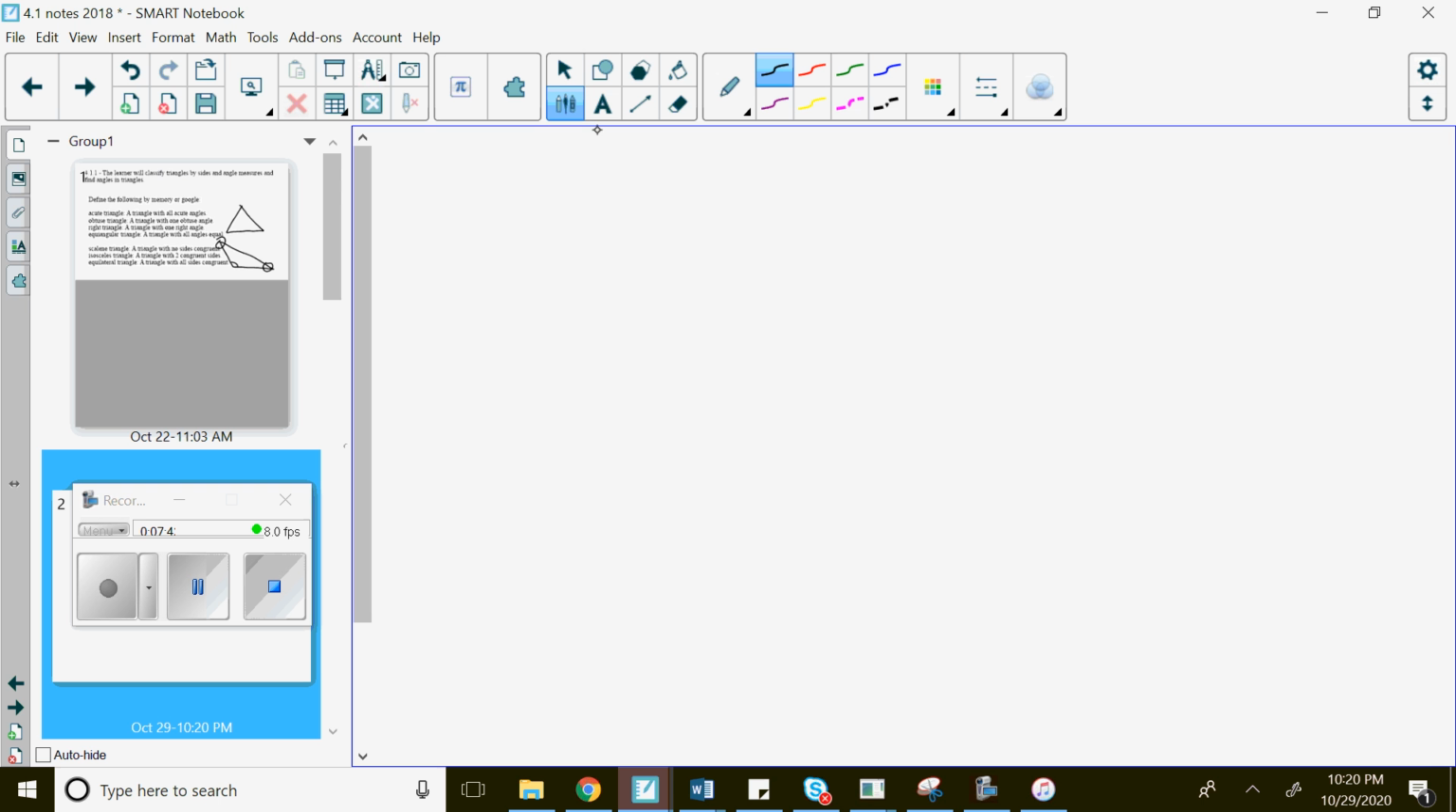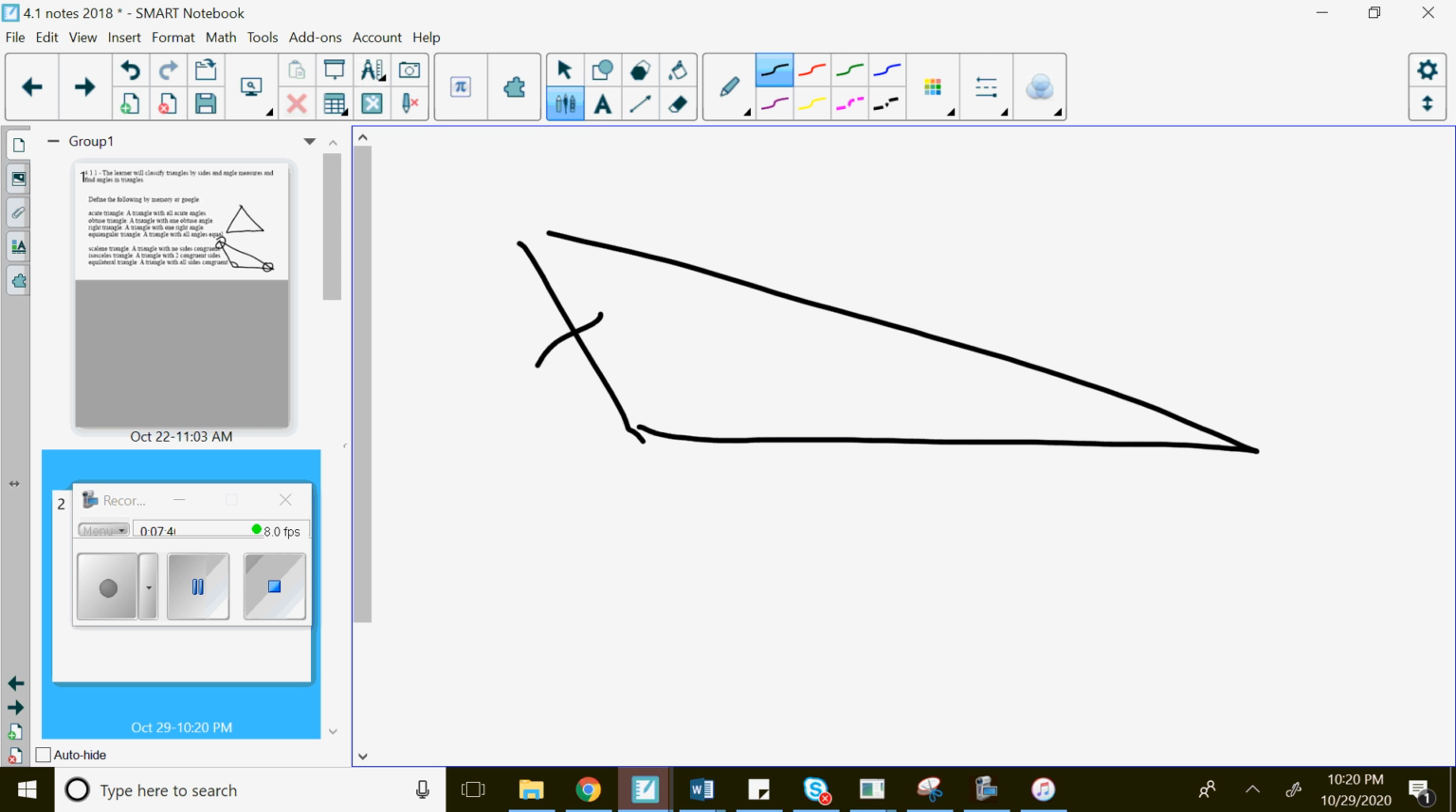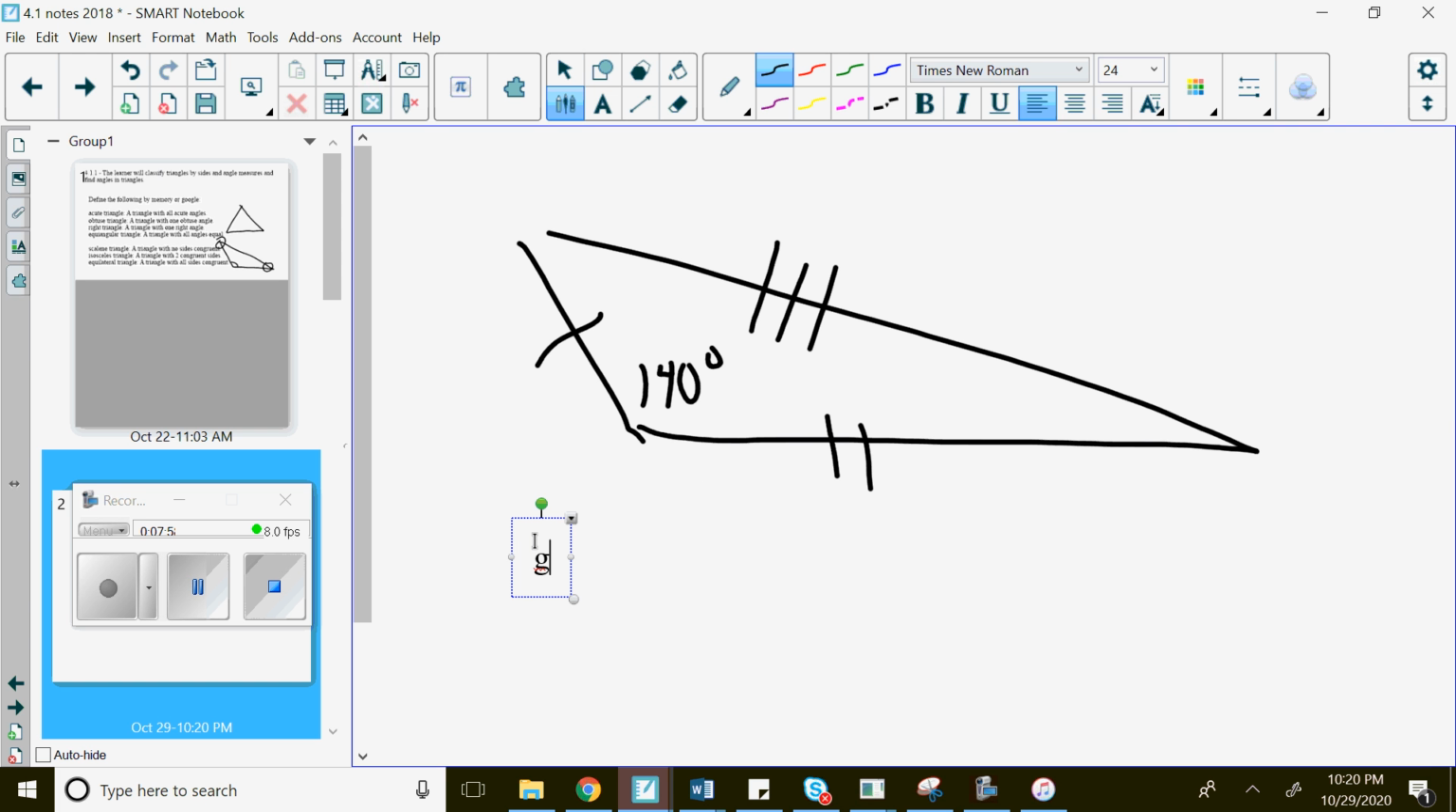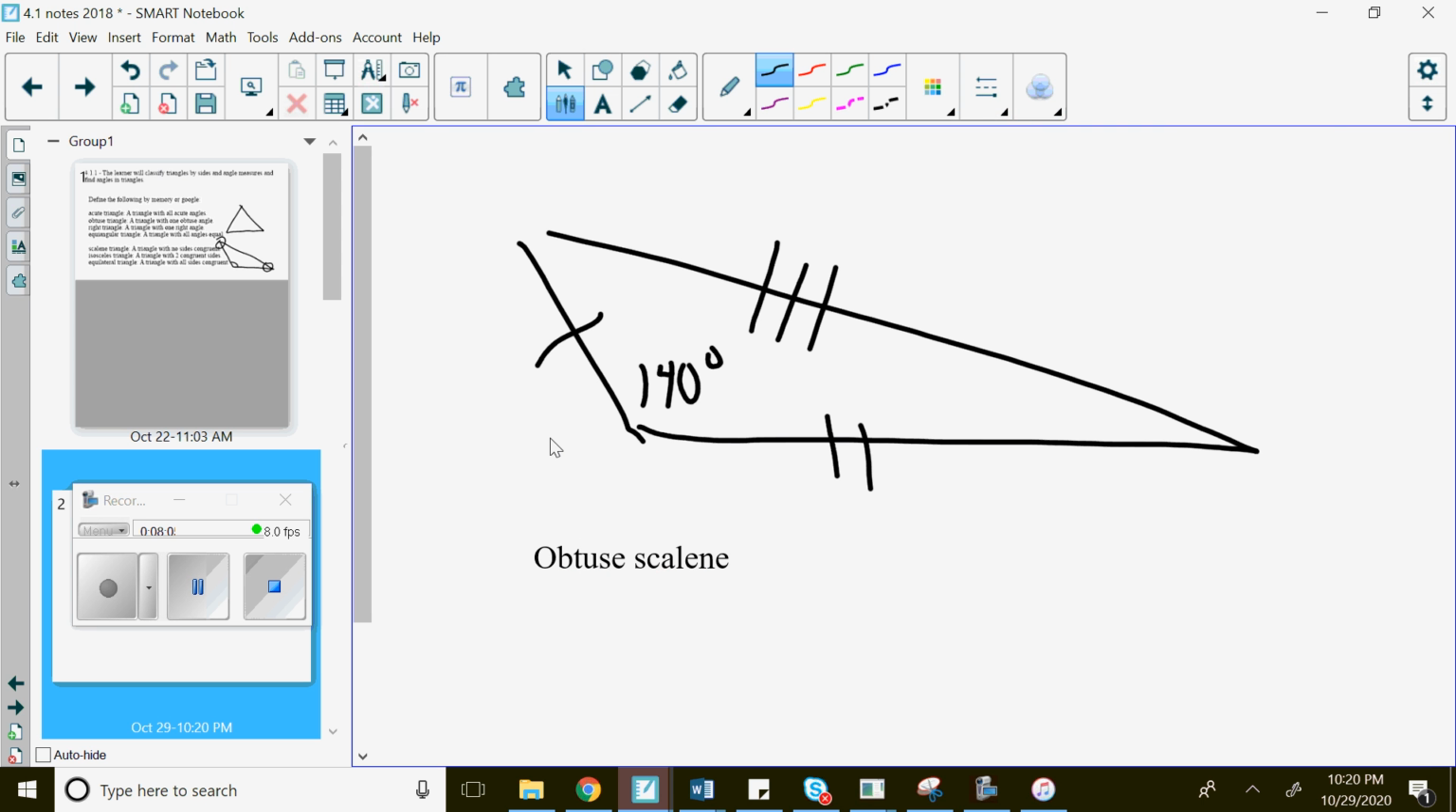So I will ask you, I'll draw a triangle like so, and I'll have 1 tick mark, 2 tick marks, 3 tick marks, so they're not the same. And then I'll call this 140 degrees. And I'm going to ask, what type of triangle is this? And you're going to say this is an obtuse scalene triangle. Okay, obtuse because of the angle measure, scalene because of the side lengths.